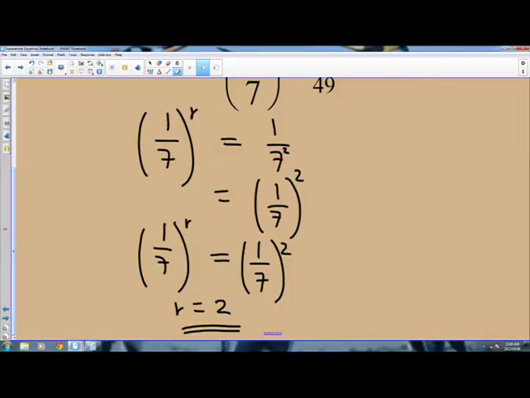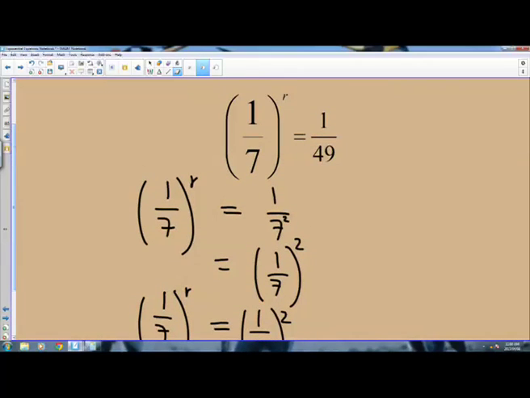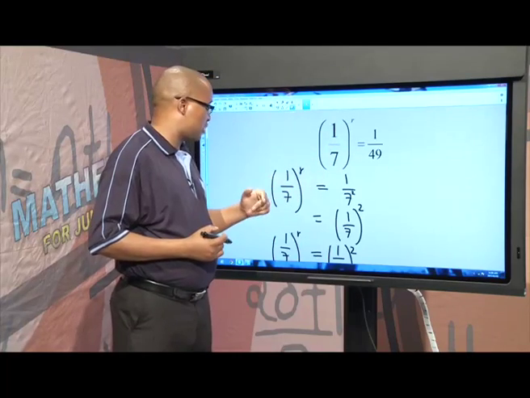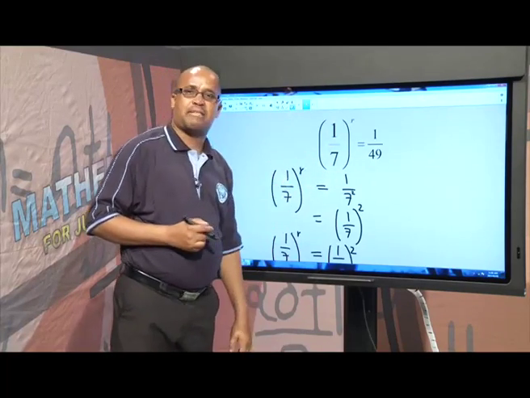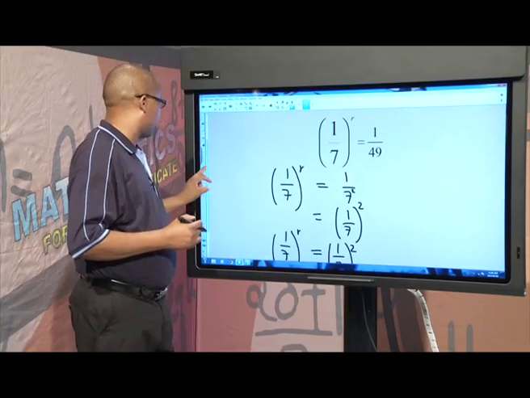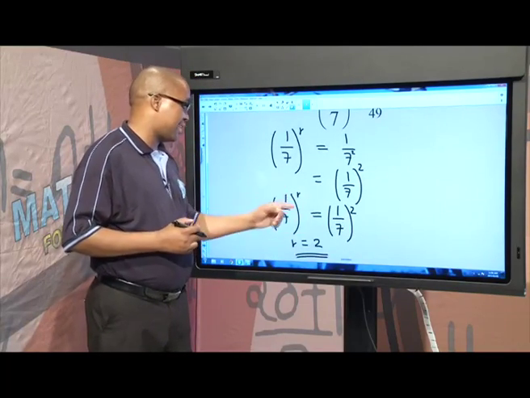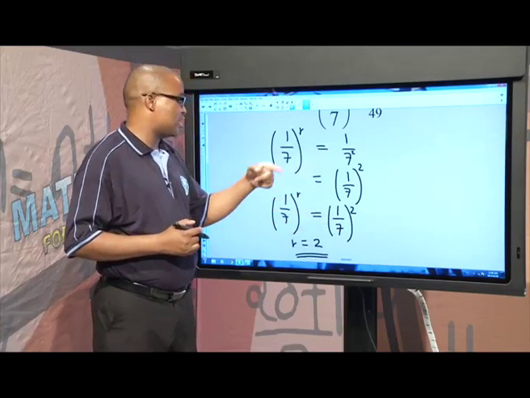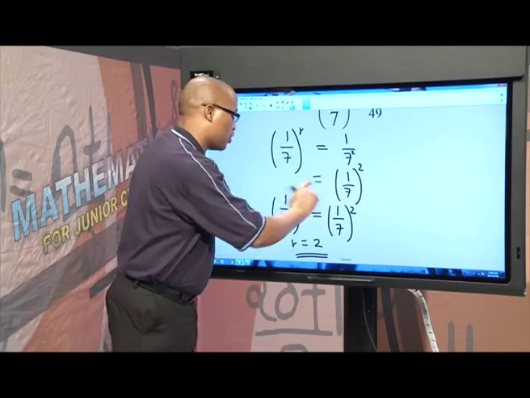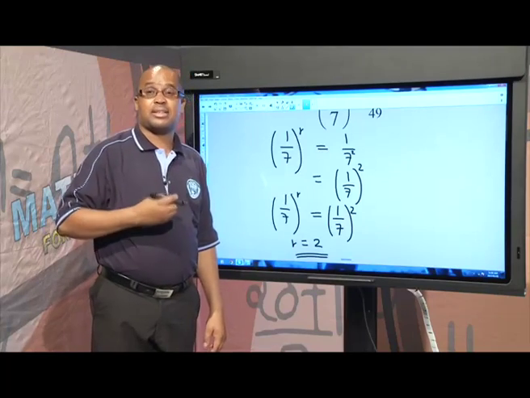You are simply to make sure that the bases on either side of the equal sign are the same. Then from there, you will be able to say this variable equals this numerical value. Like we did here, we wrote 49 using base 7. So we got 1 over 7 raised to the power r equals 1 over 7 raised to the power 2. 1 over 7 equals 1 over 7. Therefore, r will be equal to 2. That's how we solve an exponential equation in which the base is a fraction.